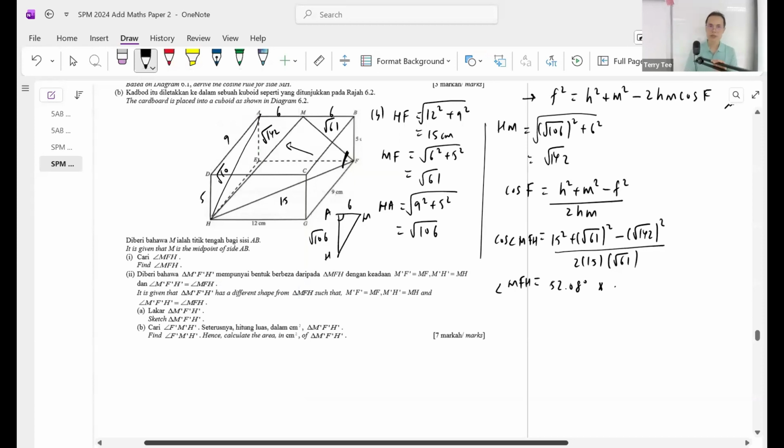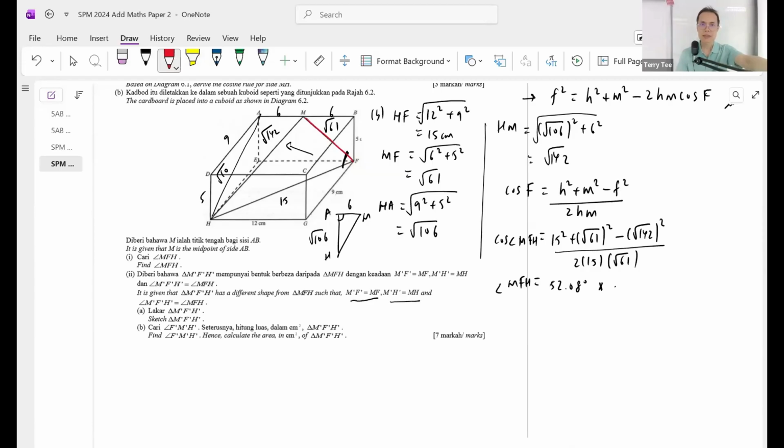Okay, now next, once you got this, they say sketch the triangle MFH. Given that triangle M prime F prime H prime has a different shape from this triangle, such that M prime F prime equals MF, M prime H prime equals MH. That means you are maintaining this length, this length, and this angle. Remember, ambiguous case happens when the opposite side of a given angle is shorter than another given side. This square root 142 is shorter than 15. You can see from the diagram, right?